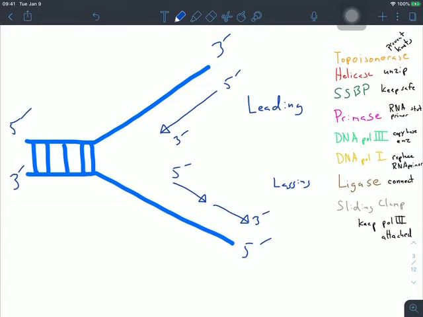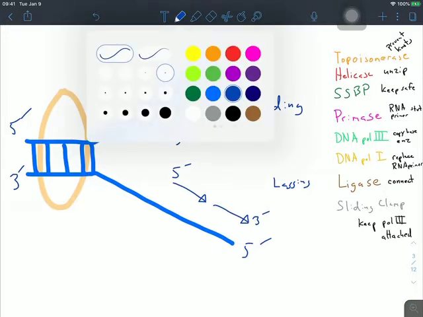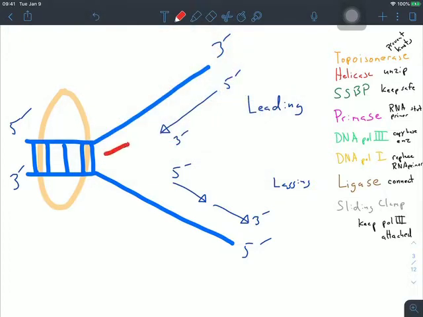To our enzymes, we have our first topoisomerase up front, making sure that things are not knotted. After our topoisomerase, in red, we will encounter our helicase that is doing the unzipping.